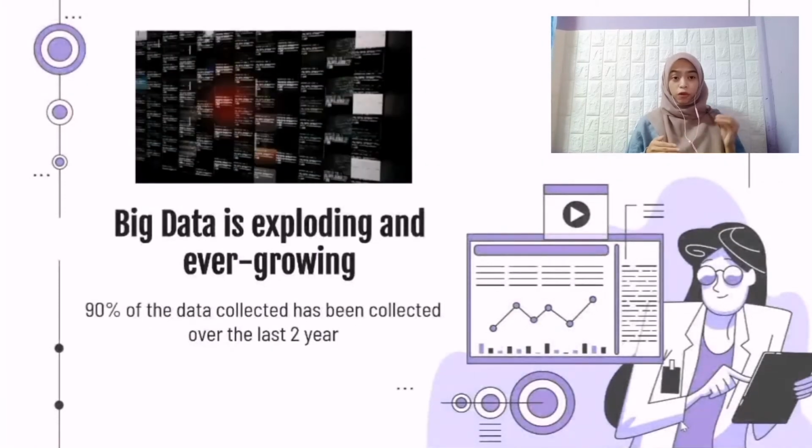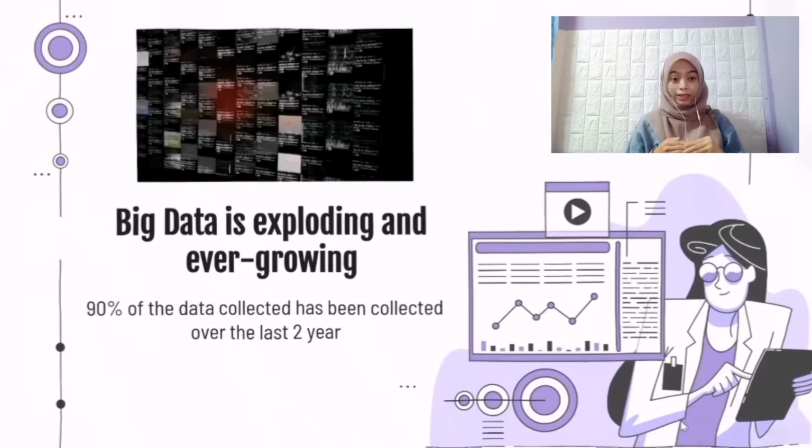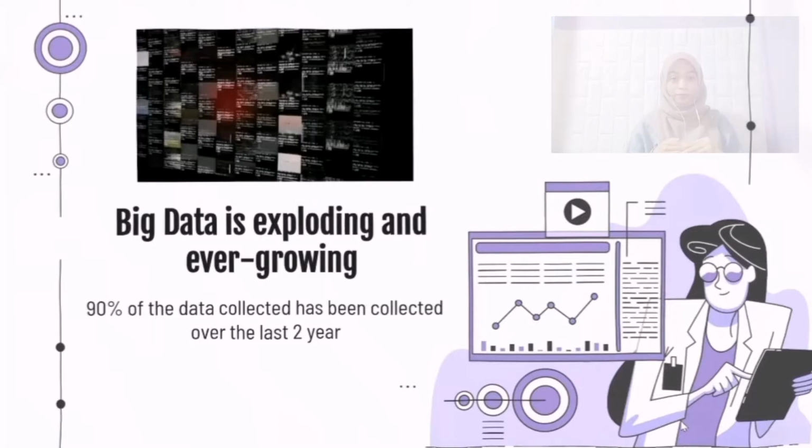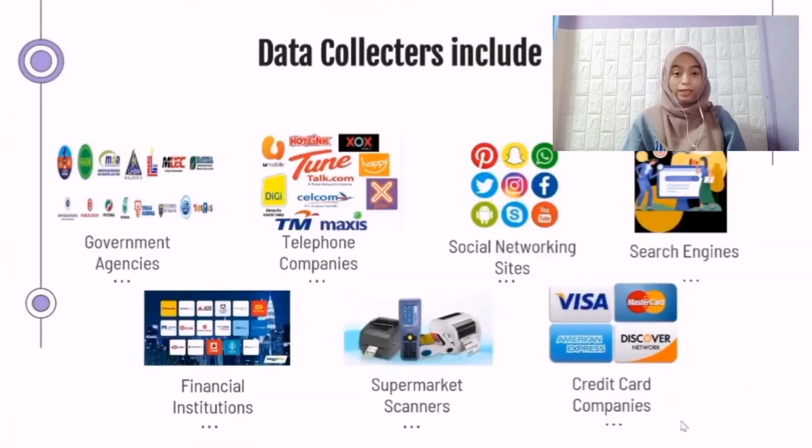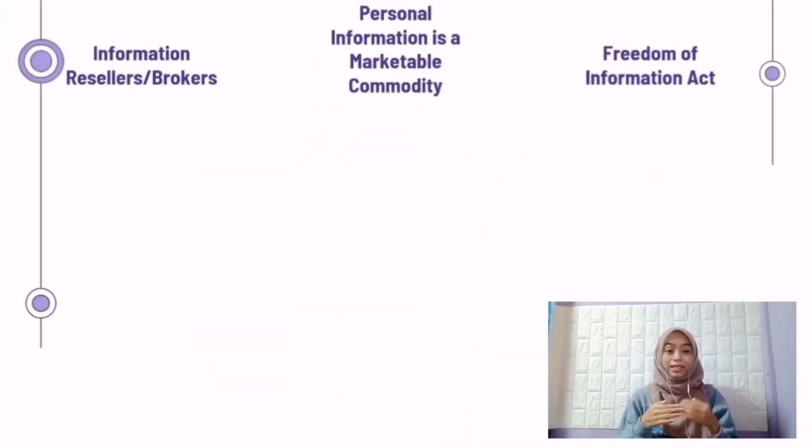Around 90% of the data collected has been collected over the last 2 years. Data collectors include government agencies, telephone companies, social networking sites, search engines, financial institutions, supermarket scanners, and the last one is credit card companies. Here is the impact of Flash Database on privacy.